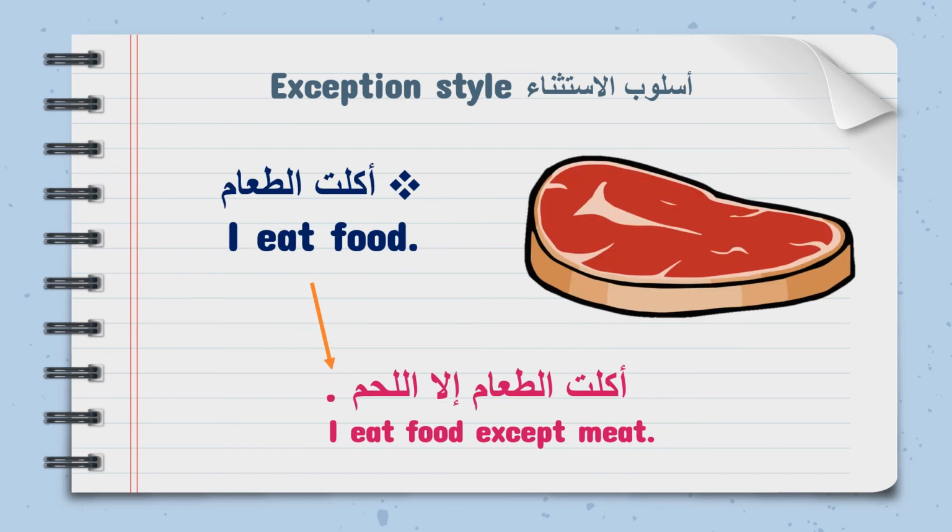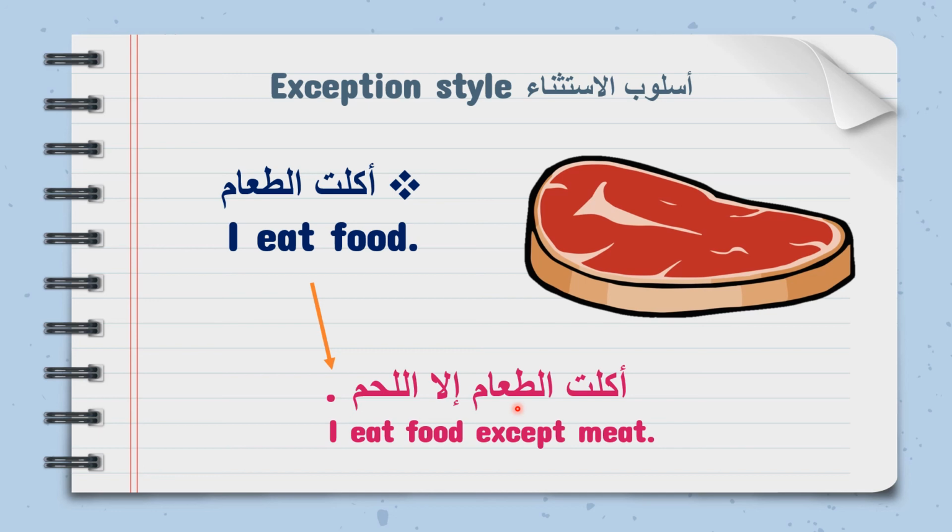Now let's look at a similar example. أكلت الطعام. I eat food. Here, let's take the excluded word as meat. Now we need to change this sentence into exception style. The first two words from the original sentence remain the same. أكلت الطعام. I eat food.